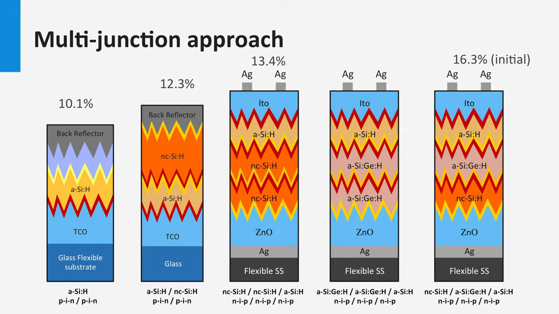United Solar achieved an initial efficiency of 16.3% for the triple junction based on amorphous silicon germanium and nanocrystalline silicon. However, the stability of the amorphous alloy used in this triple junction is a big issue. The hydrogenated amorphous silicon alloys suffer from light-induced degradation, and the stable efficiency drops below that of 13.4% as achieved by the amorphous nano-nano triple junction.